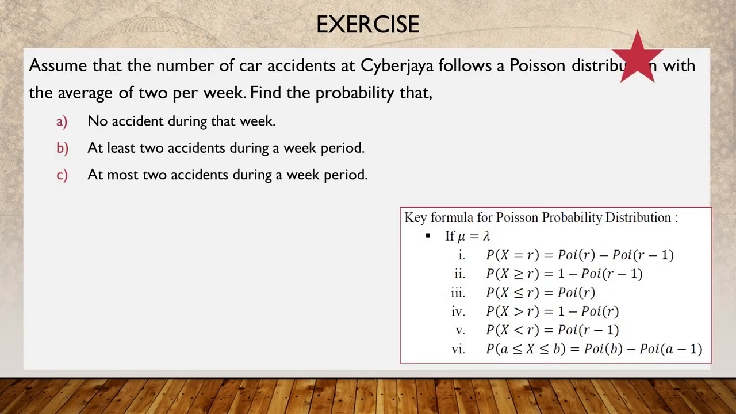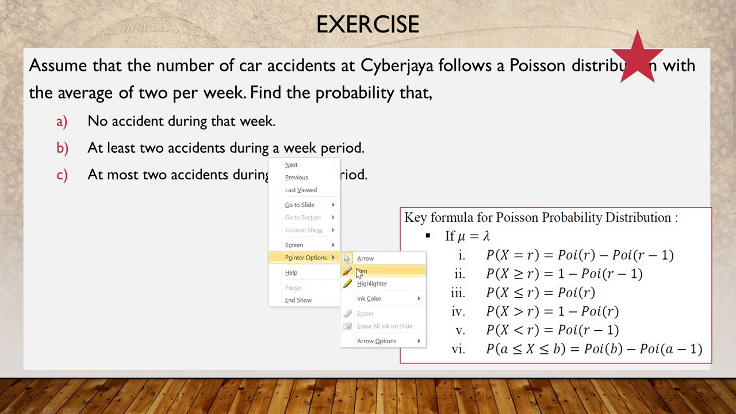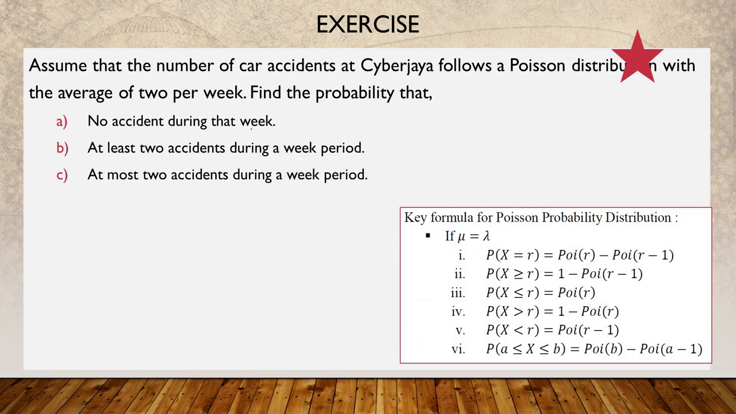Next, an earlier exercise. Assume that the number of car accidents at Cyberjaya follows a Poisson distribution with an average of 2 per week. Find the probability of no accident during that week, at least 2 accidents during a week period, and at most 2 accidents during a week period. For A, we want to find the probability of no accident, so you can find x equals 0. I show number 1, but you complete the calculation.